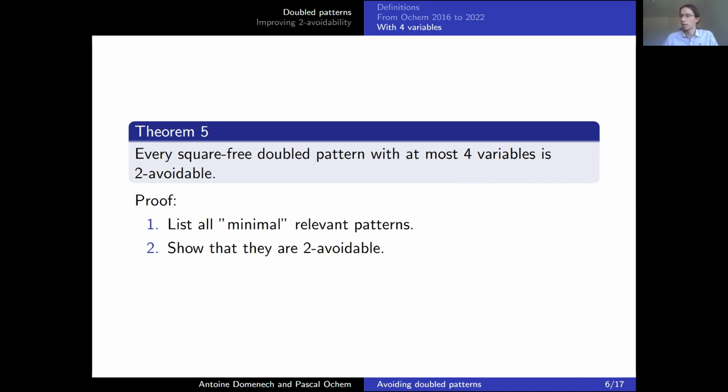So first, we list all minimal relevant patterns, because square-free double patterns, even on at most 4 letters, there are a lot of them. As we will be working on each of them, we have to prune the search tree. So if from the avoidability of a pattern we can conclude the avoidability of another pattern, then we will just study the first one. And second, once we've found all of the minimal relevant patterns, then we'll have to show that they are true avoidable. So let's go.